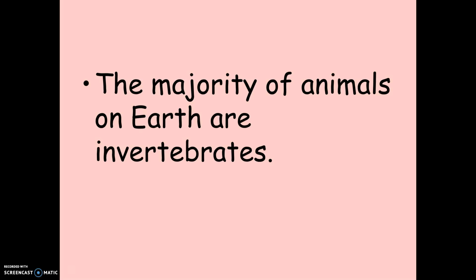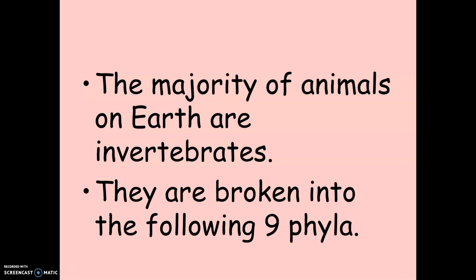Actually, the majority of animals on Earth are invertebrates, and we're going to focus on the different phyla of invertebrates, where later in the week we will do notes on just vertebrates. They're broken into 9 phyla. Again, we're just going to study the 8 today, and then we'll study the other one later. The first phyla is Porifera.